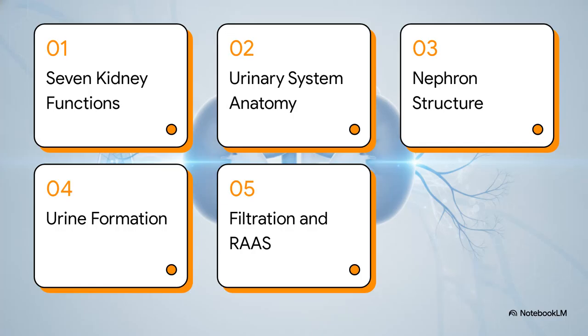We've got 5 key areas on the agenda today. We'll start with the 7 functions of the kidneys, move into the urinary system anatomy, explore the structure of the nephron, break down the 3-step urine formation process, and wrap up with glomerular filtration and the RAS cascade.